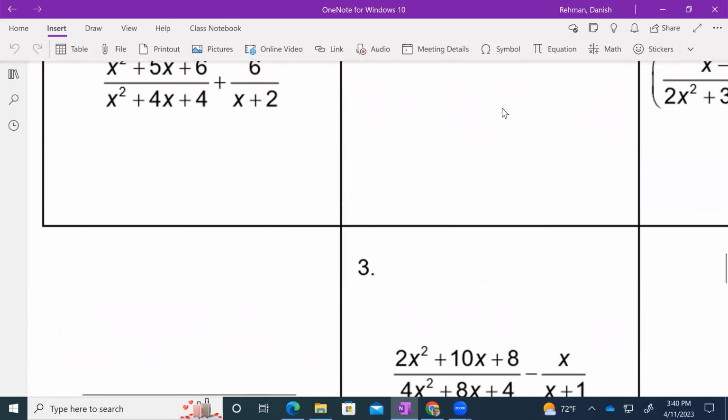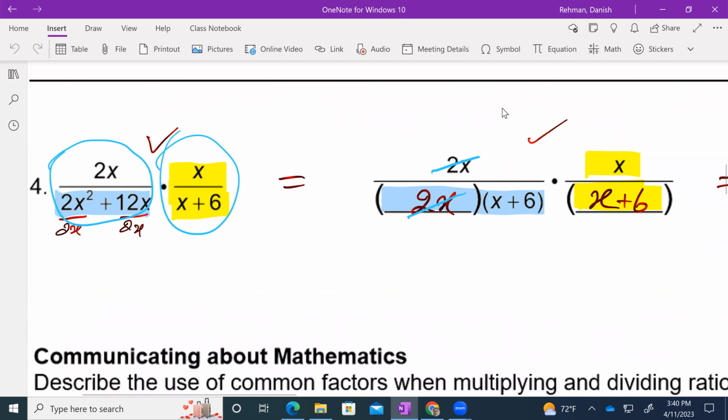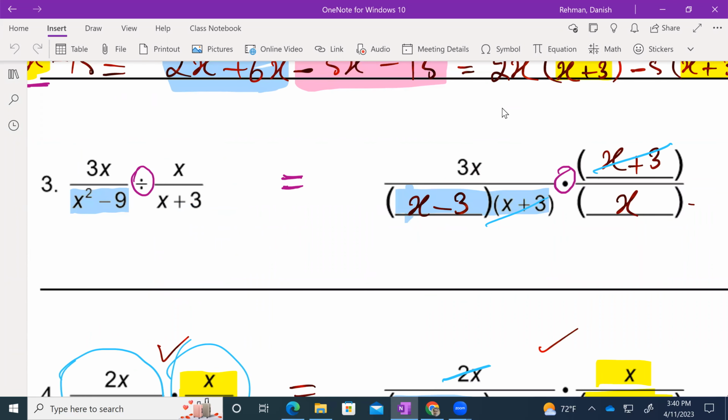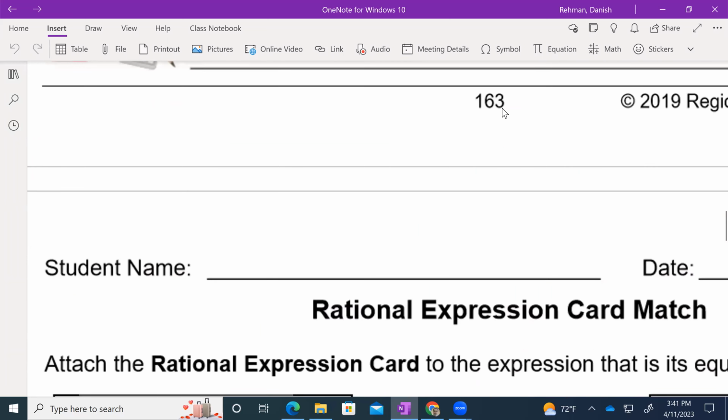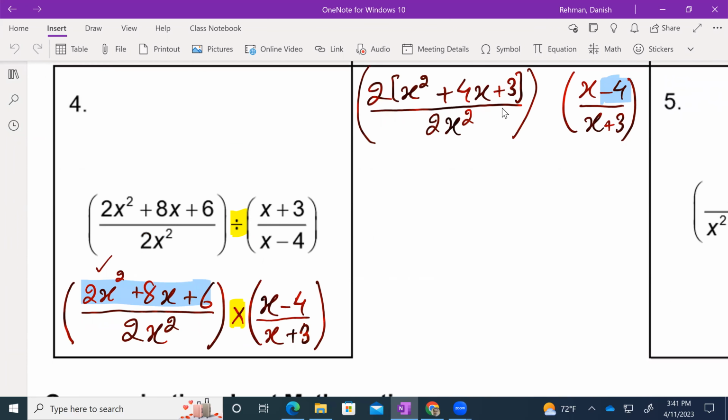Let me show you an example over here. Did you see here, when we had a 2x complete was cancelled with the 2x, although I can cancel an x also. This is a better example. You see, x plus 3, the complete factor, was cancelled with the complete x plus 3. Similarly, if I look at question number 4, x minus 4, if we have this complete thing over there, only then we can cancel it.